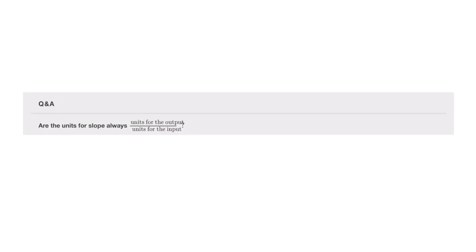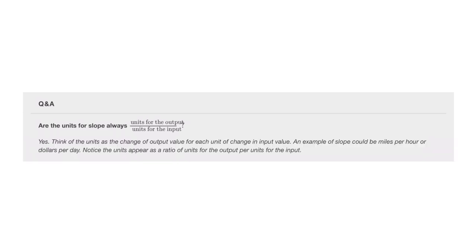Let me see, we got a Q&A here real quick. Are the units for slope always the units for the output over the units of the input? Yeah. All right. Slope is always rise over run. That should be a yes. Yes, think of the units as the change of the output value for each unit of change in the input value. An example of slope can be miles per hour or dollars per day. Notice that the units appear as a ratio of units of the output per units of the input. So the change in y over the change in x is essentially what they're saying.